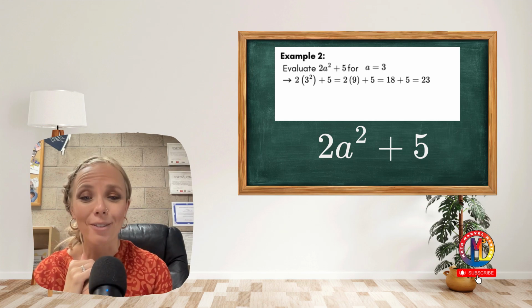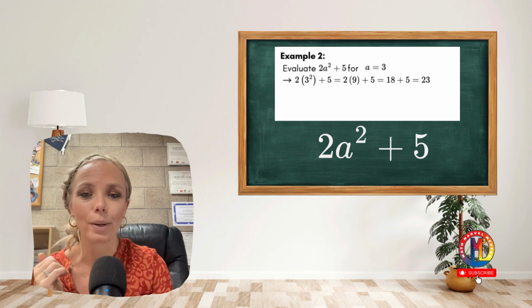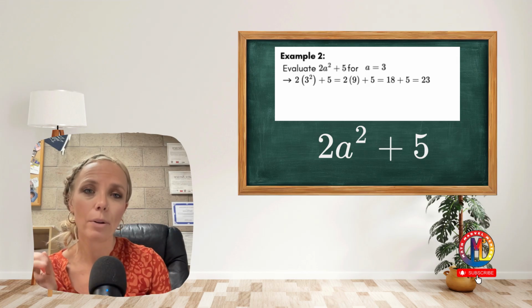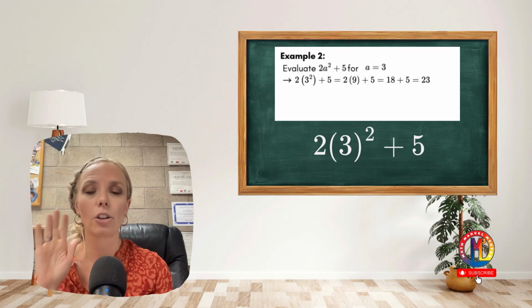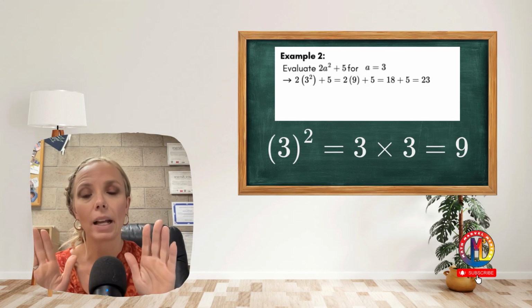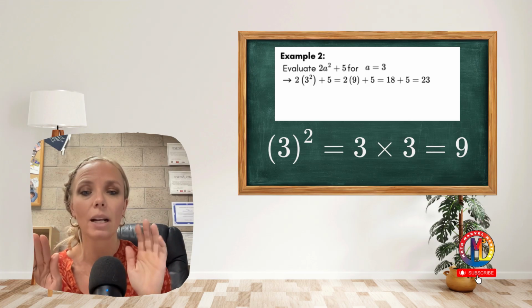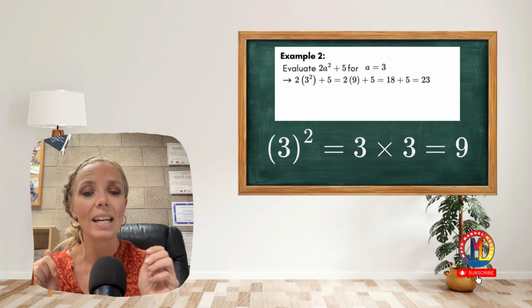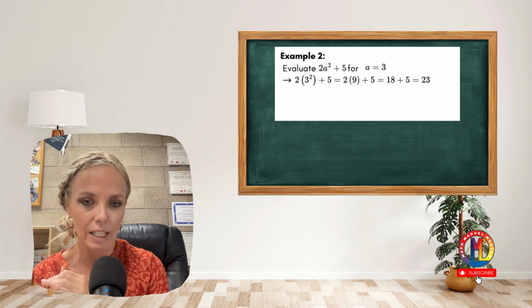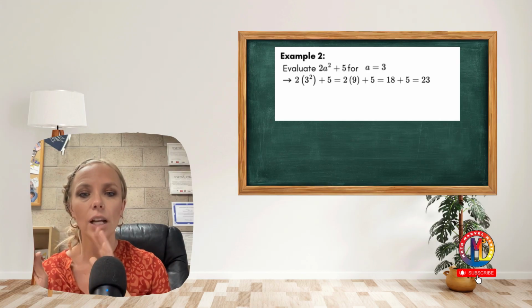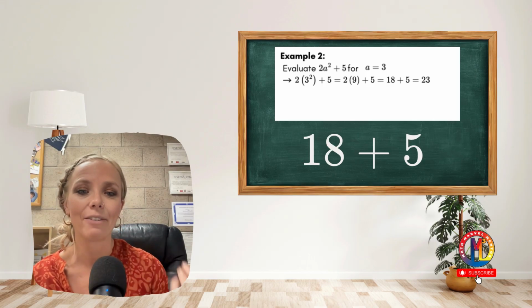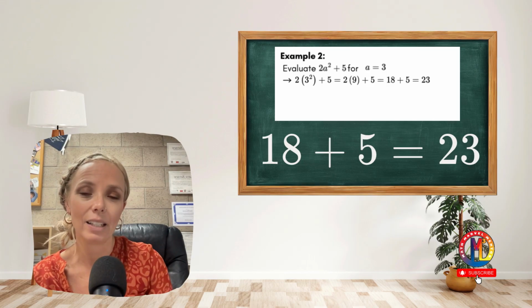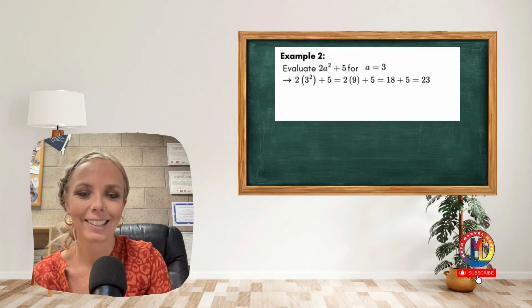So we do order of operations, and we're going to start with exponents. Remember, 3 to the second power does not mean 3 times 2. It means 3 times 3. You're multiplying the base 2 times. So 3 times 3 is 9. And then our next order of operations is to multiply. So we have 2 times 9 plus 5. 2 times 9 gives us 18, and then we add 5. 18 plus 5 equals 23.